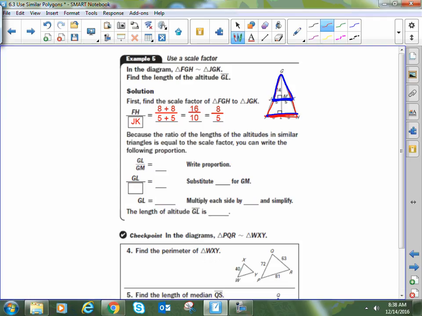Now that I know what the scale factor is, we can find missing parts of the figure. So in this case, we're looking to find whatever the length of GL is. Its corresponding side is GM, so substituting 14 for GM, setting it equal to the ratio that we have for our scale factor, we'll just cross multiply and divide and see that the missing side is 22.4 units long, whatever those units may be.